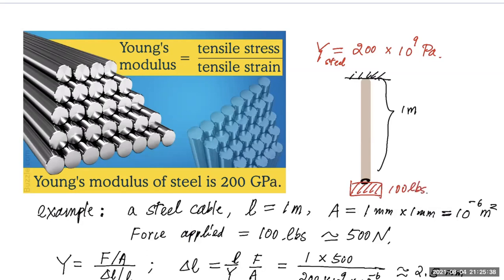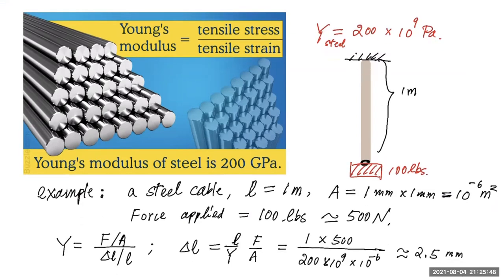Okay, so I suspend a 100-pound load under this cable. The question is, how much will the cable stretch as a result? Well, I'm just looking for delta L, right? The length of the cable L is 1 meter. The definition of Young's modulus is F over A, divided by delta L over L. So you can solve for delta L.